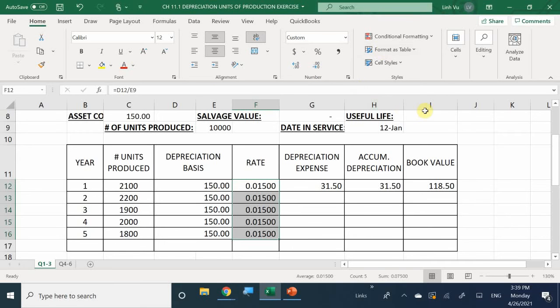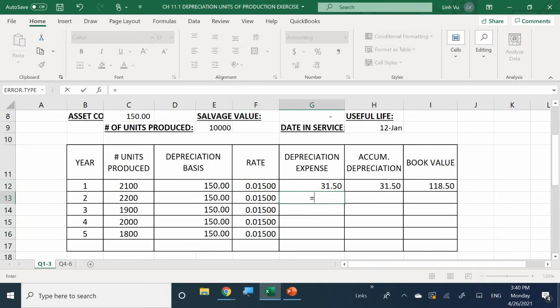Now, the only difference that we're going to be calculating now is how much it's going to cost me every month, or in this case, what's my depreciation for every year? So in this case, if I produce a total of 2,200 pages, how much is going to be my depreciation expense for year 2? It's going to be $33.